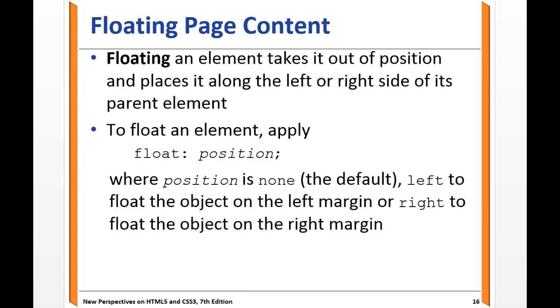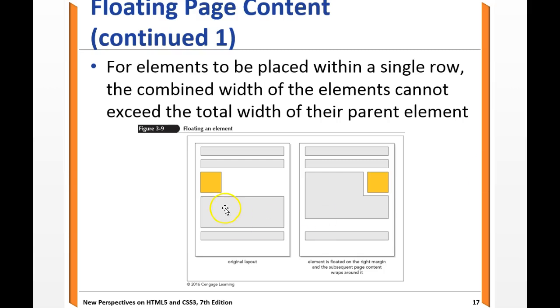So we can use this syntax, the float property, where the position is none, the default. You can set it to left or right, and then you can float the object on the right margin, or on the left margin. That's the option you have. So here this is the normal, original layout, and then this one element is floated on the right margin, and subsequent page content wraps around it.